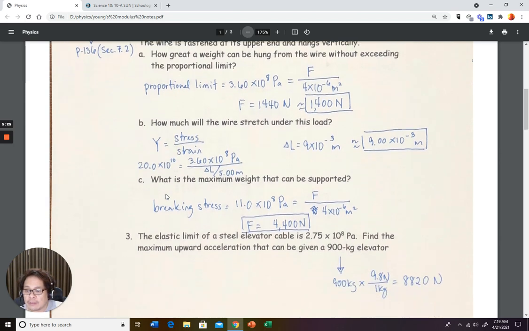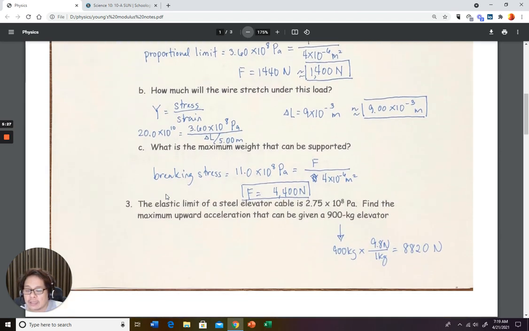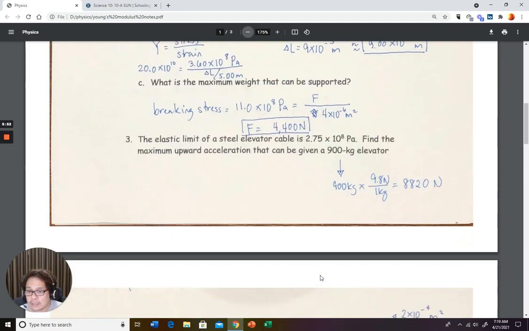Number 3. The elastic limit of a steel elevator is 2.75 times 10 raised to the 8 Pascal. Find the maximum upward acceleration that can be given to a 900 kilogram elevator. So this 900 kilogram, we need to convert that to newtons. 900 times 9.8, you get 8,820 newtons.